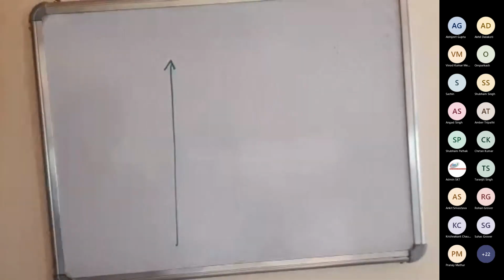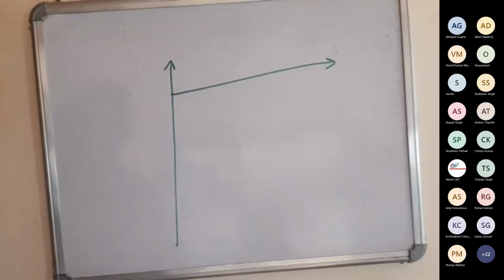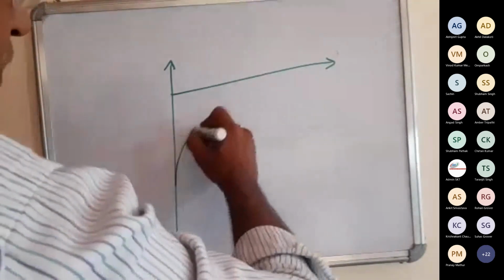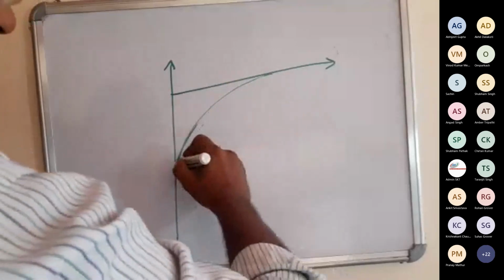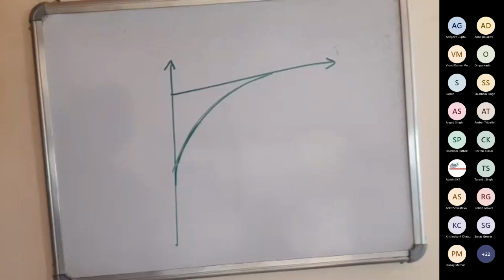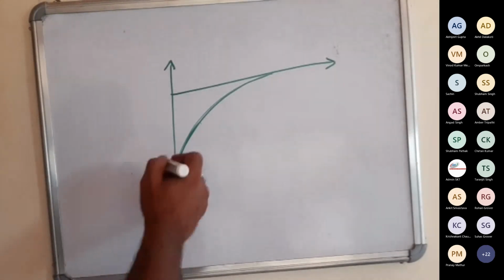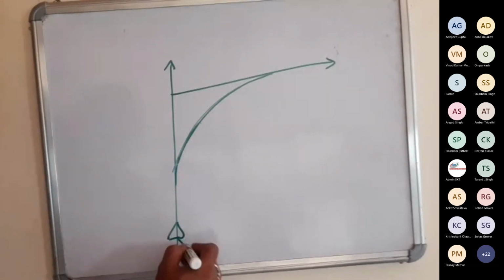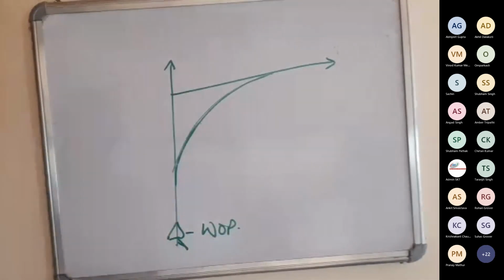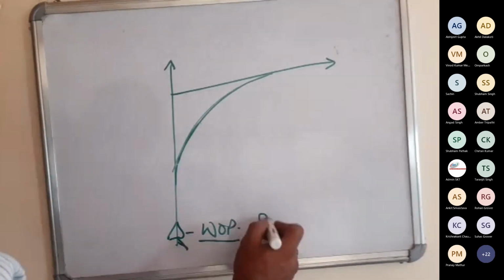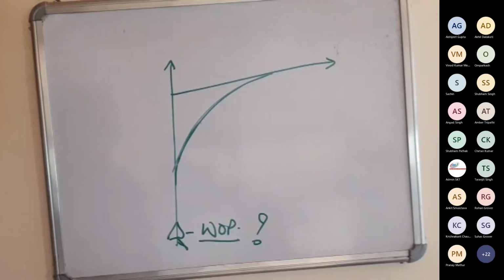If this is the initial course, and this is the final course, this is the plan that you have. We will do the planning right now. If this is the plan, then the place where we have to give the rudder is called the wheel over point. But where will this point be? How will we know where to give the rudder?